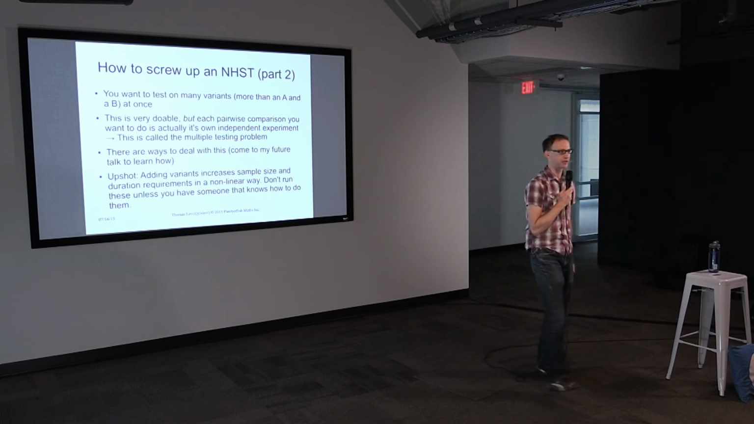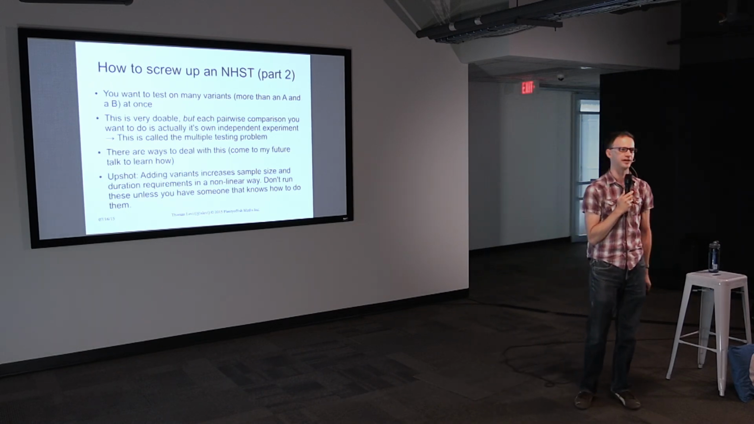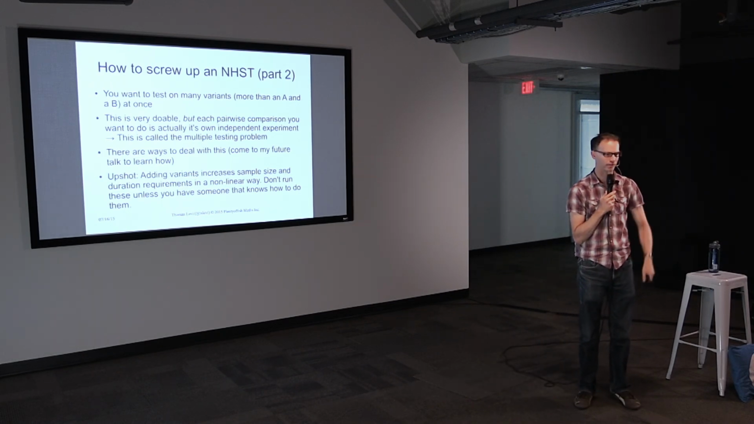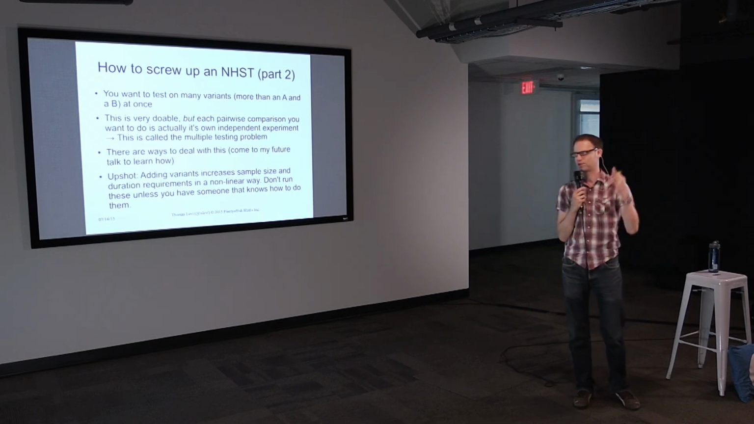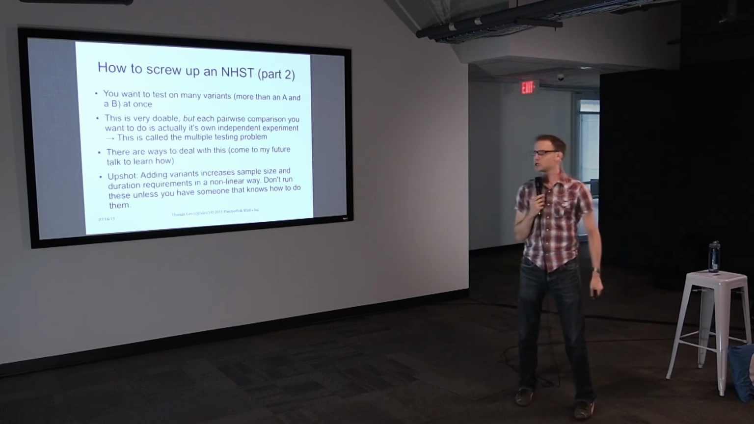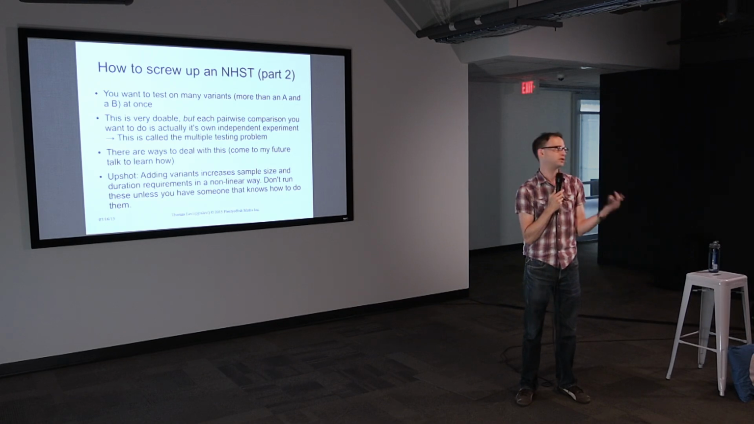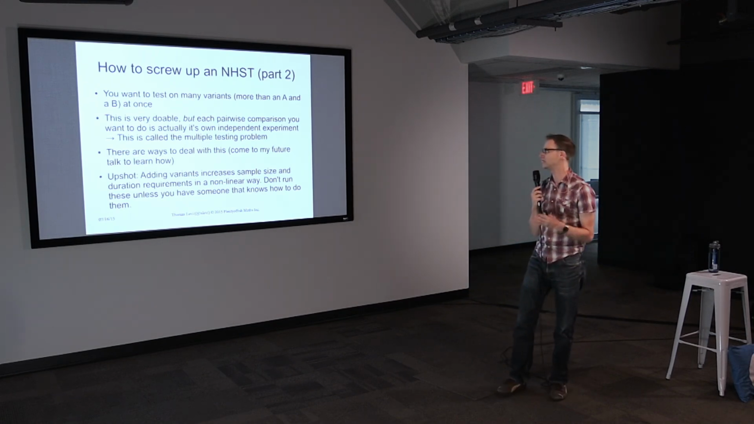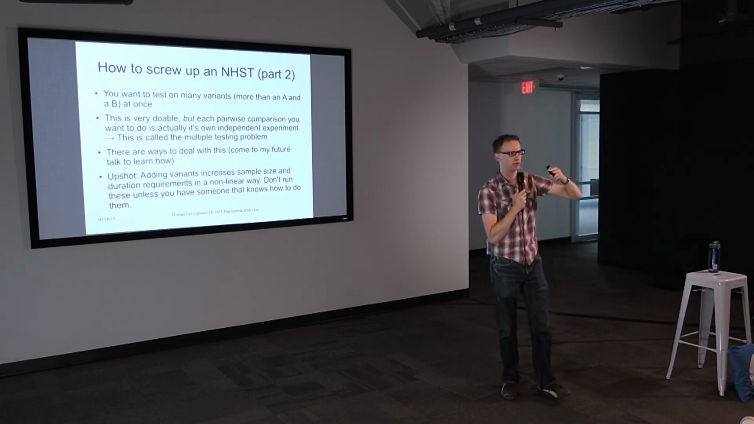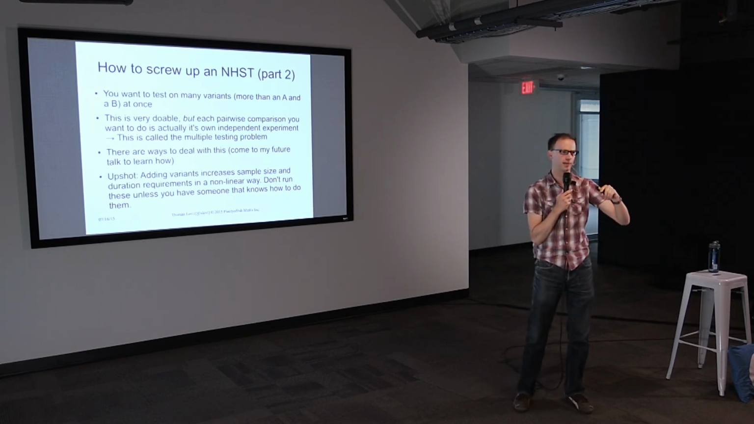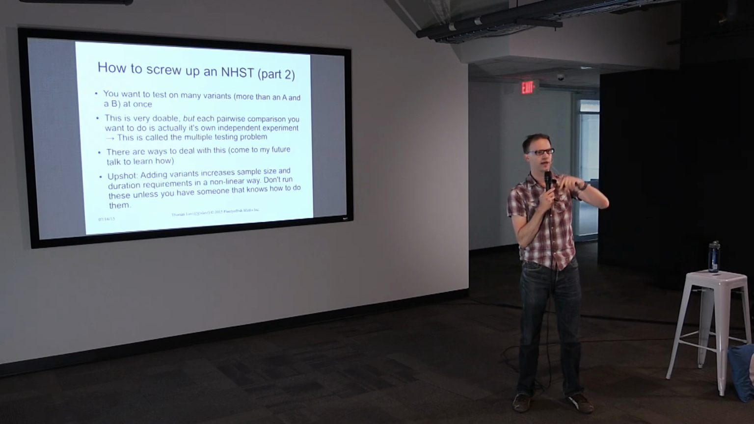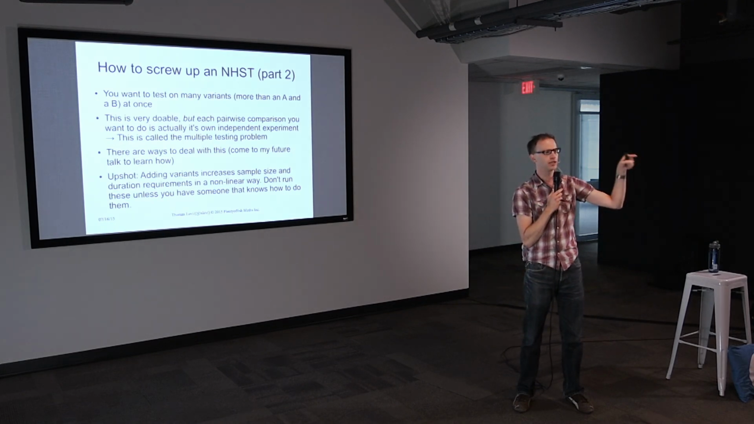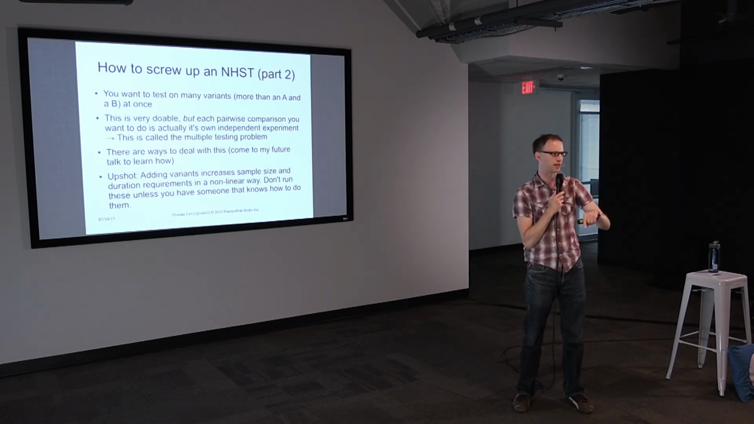Okay, the next way to screw it up is you want to test many variants. So you want to run a 10-way test or a 4-way test or whatever it is. There's actually nothing wrong with doing that, and there are methods for doing that. The problem is that each pairwise comparison you do, so basically you say, okay, I'm going to compare variant 3 to variant 4, and also variant 3 to variant 2, and variant 3 to the control. Each one of those is an independent experiment.